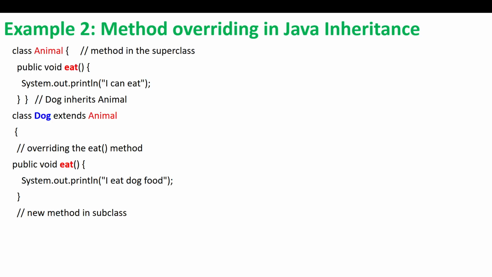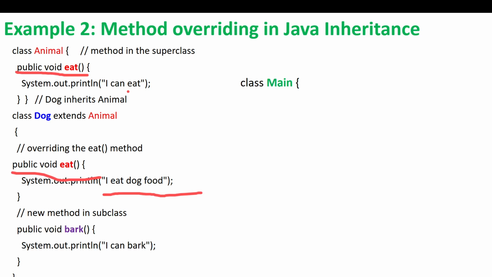Look at this example. Both the superclass and subclass contain the eat method. Here is the eat method, and here also we have the same eat method with the same signature. Public void eat. Here also public void, but the content is different. So what will happen when you access it? We can access always the derived method. I eat dog food, but we can't print I can eat. So this is called method overriding.